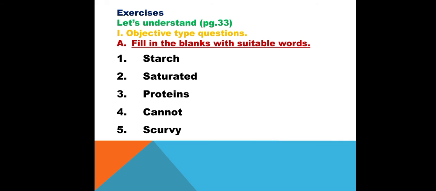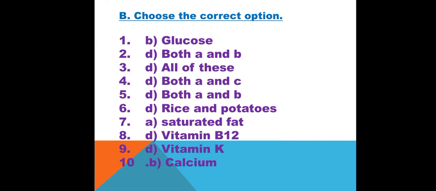Deficiency of vitamin C causes dash. Scurvy. Listen: first question answer, starch. Second answer, saturated. Third one, proteins. Fourth one, cannot. Fifth one, scurvy. Next, choose the correct option.